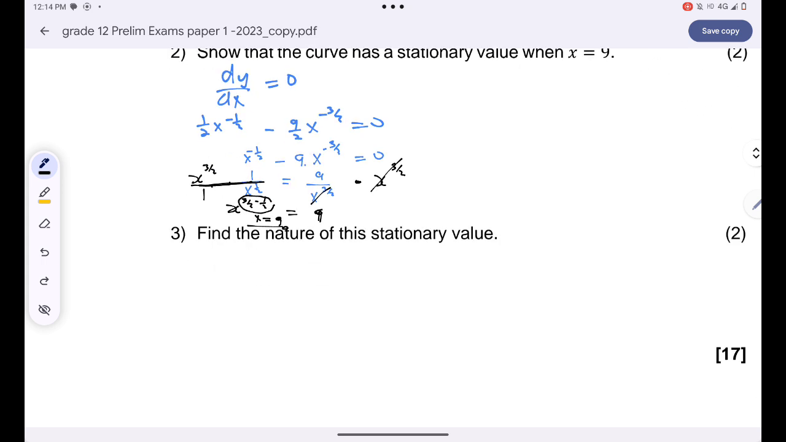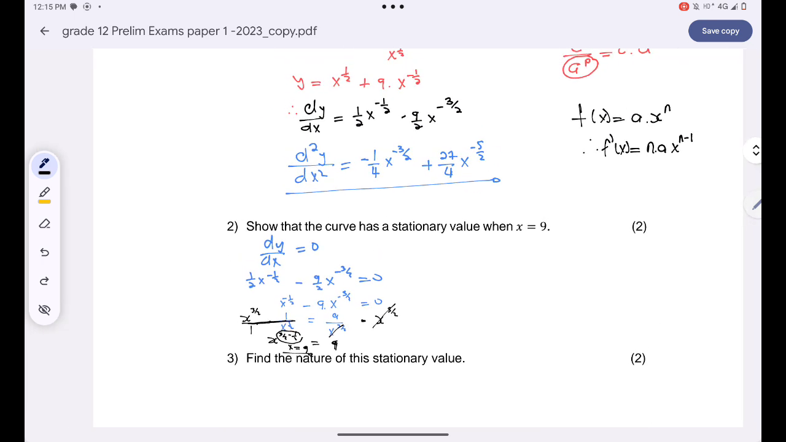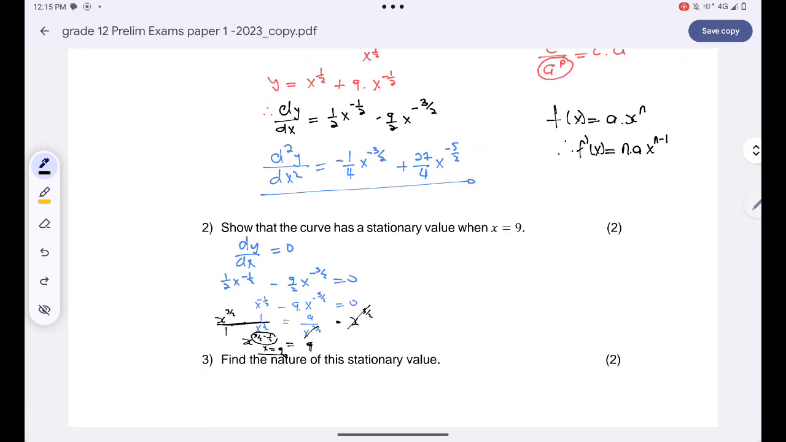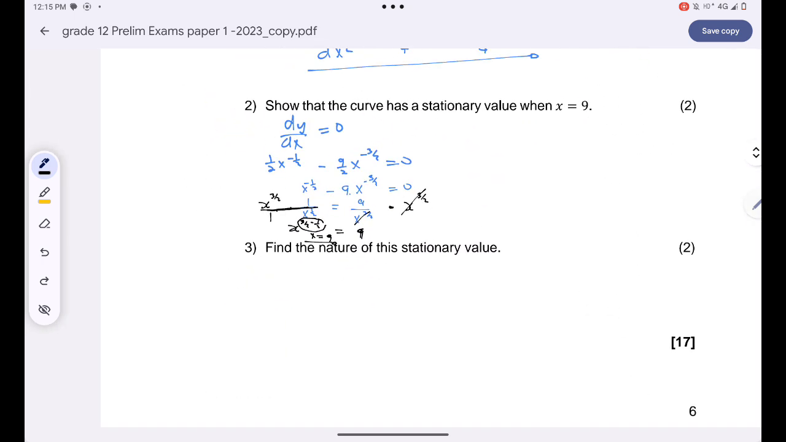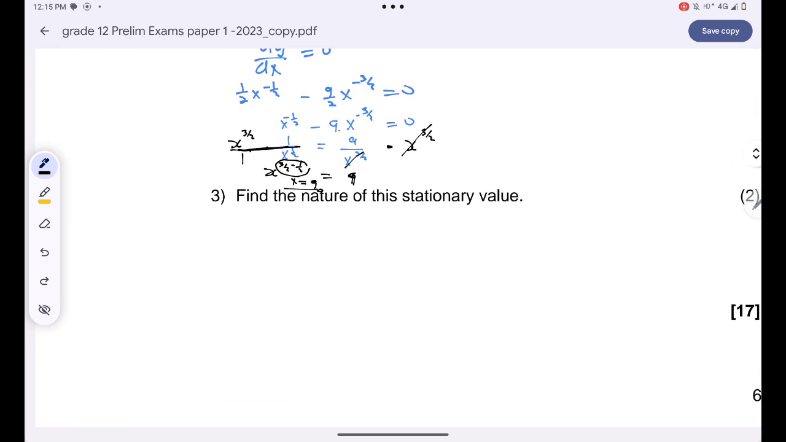And then now they want us to find the nature of the stationary point. Nature of a stationary point, guys, they want us to find out whether this x value is an x value at maximum or an x value at minimum. Are you together? Since they said we must find the second derivative, let us use the second derivative. There's a lot of exponents there. Okay, let's avoid using the second derivative. Okay, let's use it, guys, so that you can know all the tools you can use to determine whether it's maximum or not.